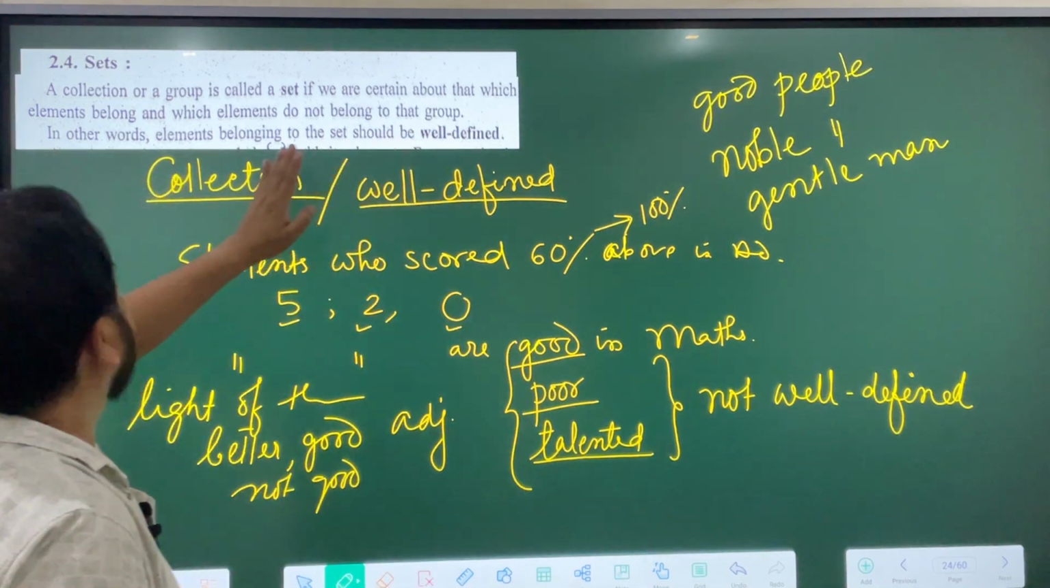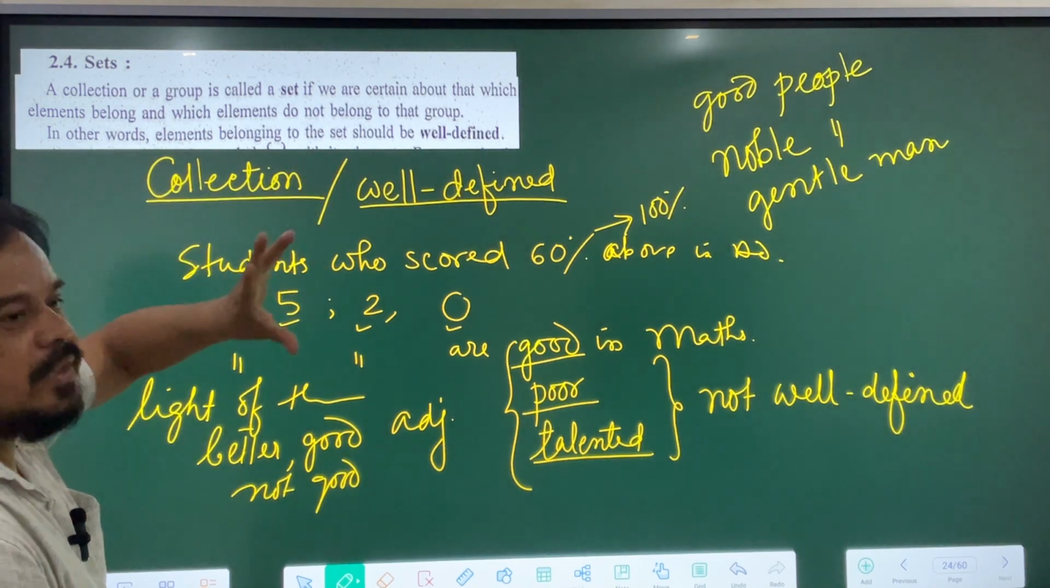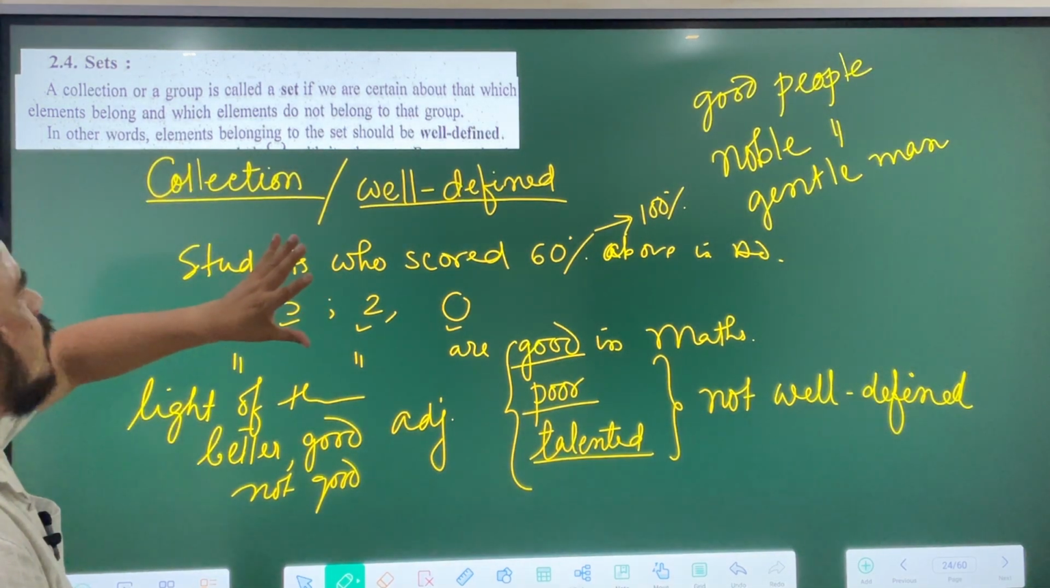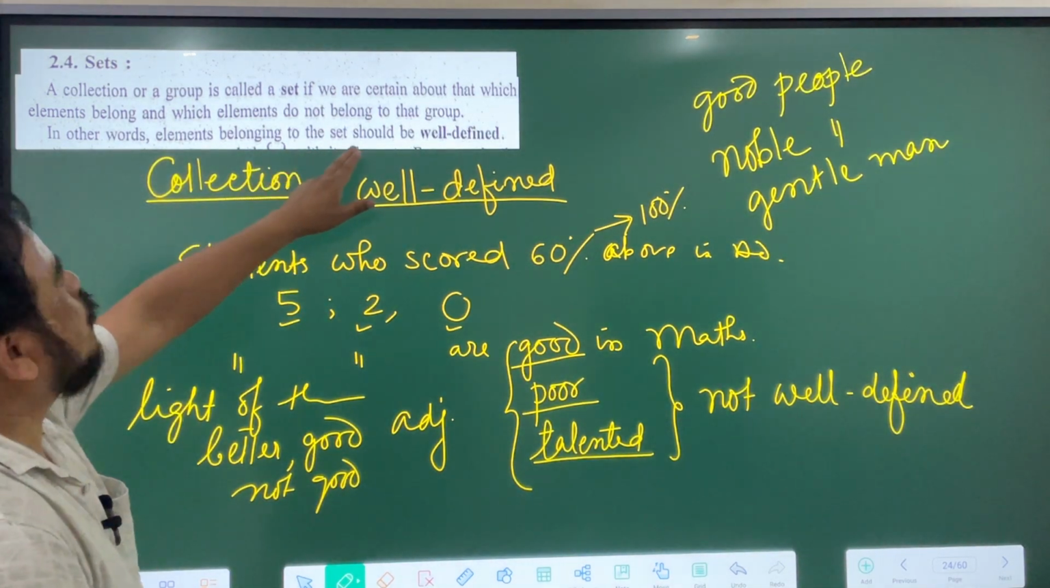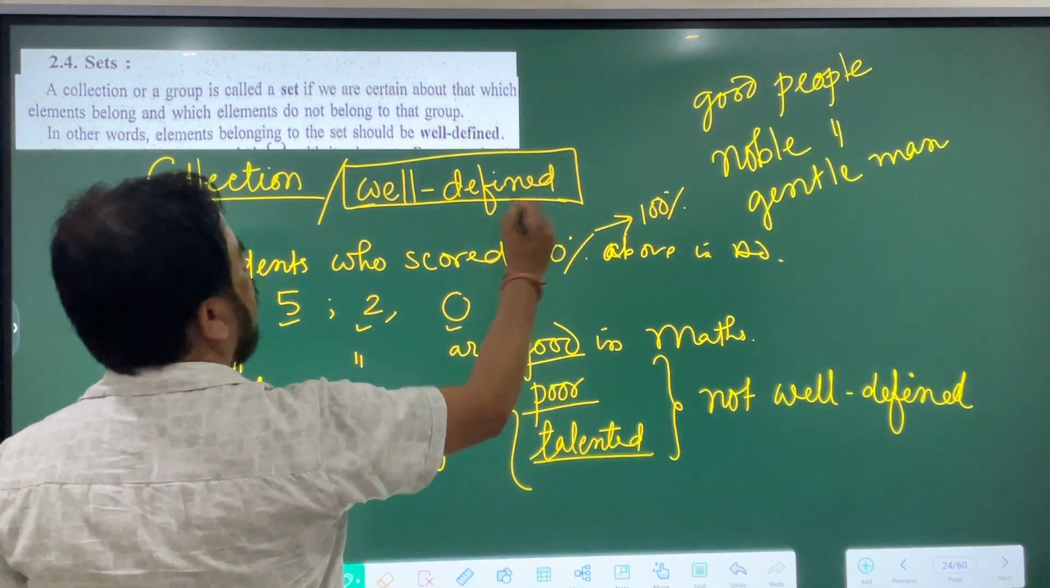So what is the conclusion? In other words, the elements belonging to the set. Set means collection, any collection of data. The set should be well defined. So please remember the word well defined.